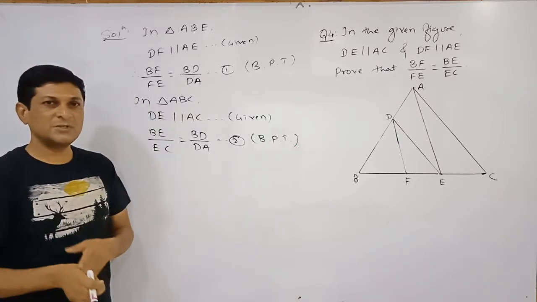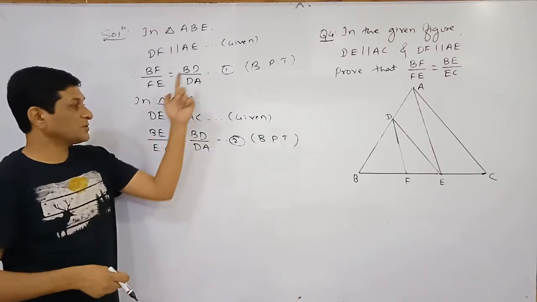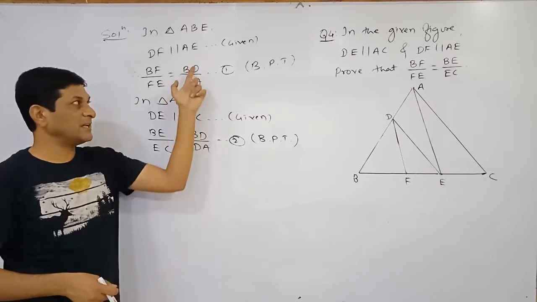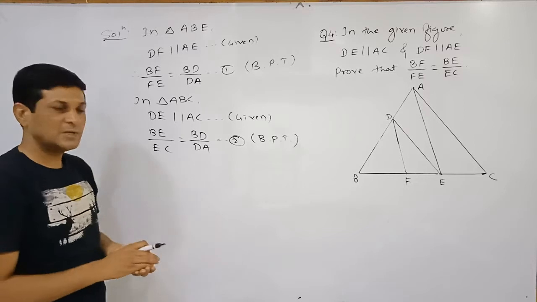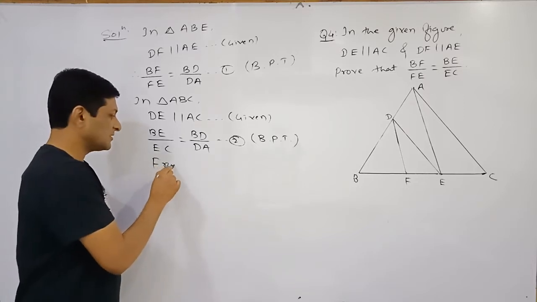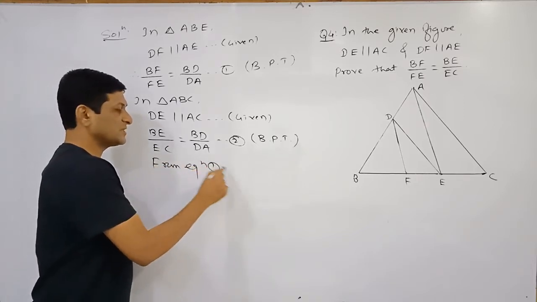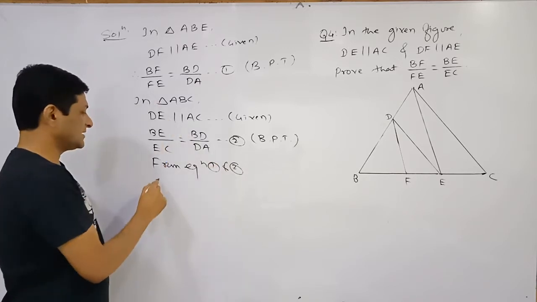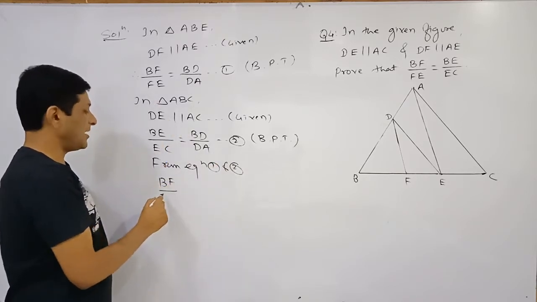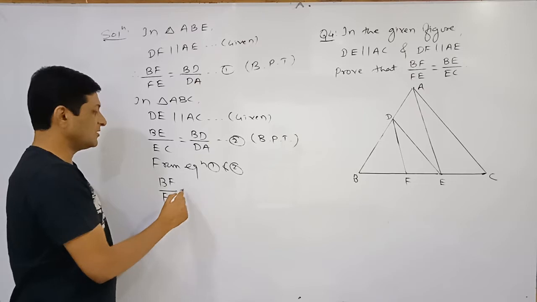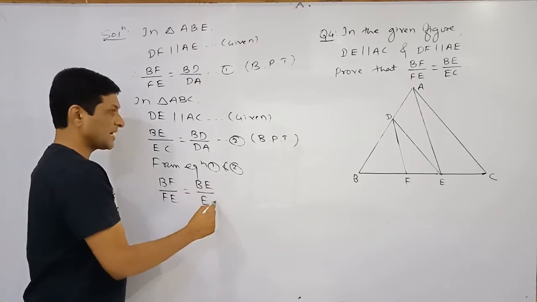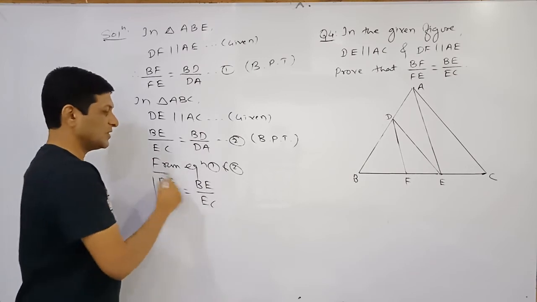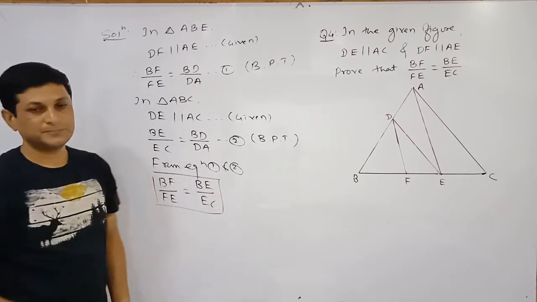So now if you observe these two equations very carefully, check whether their right hand sides are equal. Since the right hand sides are equal, we can say that the left hand sides are also equal. So from equation 1 and 2, we can say that BF upon FE will be equal to BE upon EC, and this is our required result which we have to prove here. Okay.